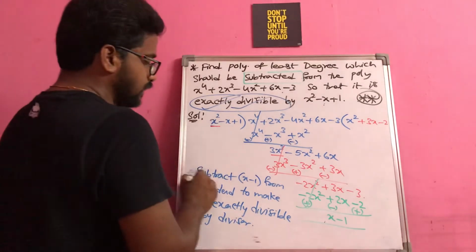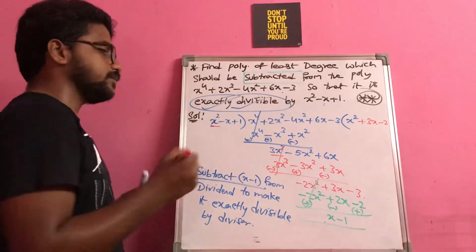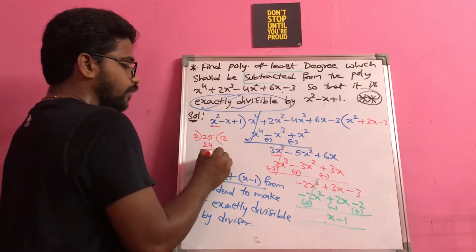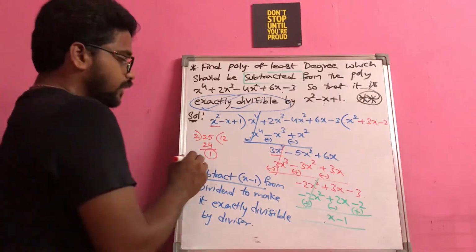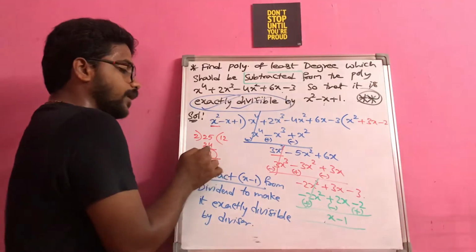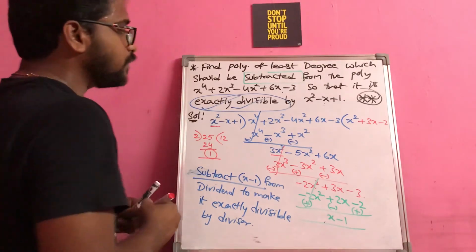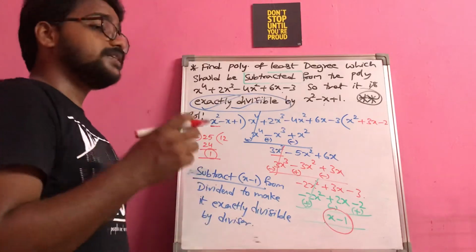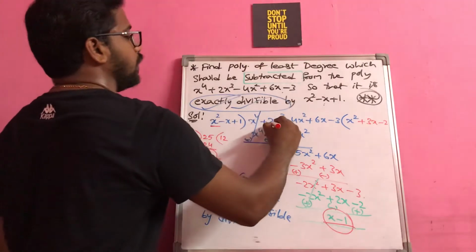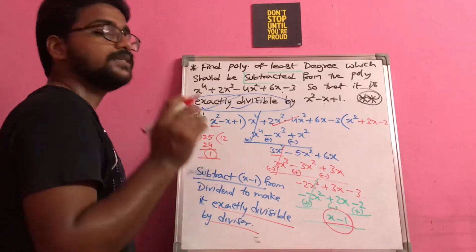On what basis am I saying subtract x minus 1 directly? See, I will just tell you a simple example. If I give you 25 divided by 2, we know that 12 twos are 24, 1 will be balanced. Now see here, this remainder we are getting extra actually. Once you subtract this 1 from 25, you will get 24, then it is exactly divisible. So whatever remainder I am getting here is coming as an extra. So this extra number has to be subtracted from the given polynomial dividend. Then you can say that it is exactly divisible by its divisor.